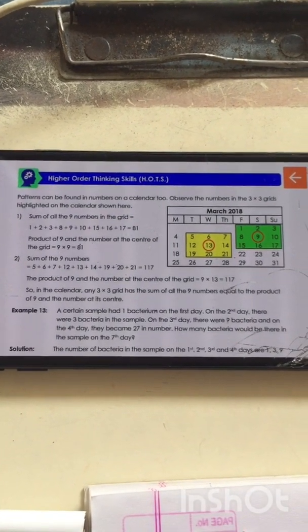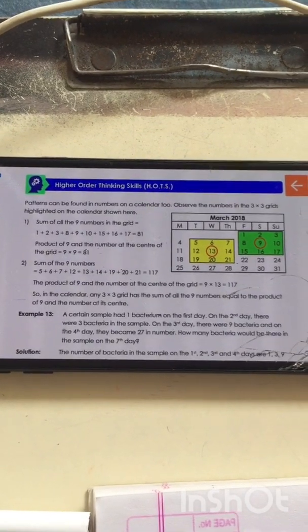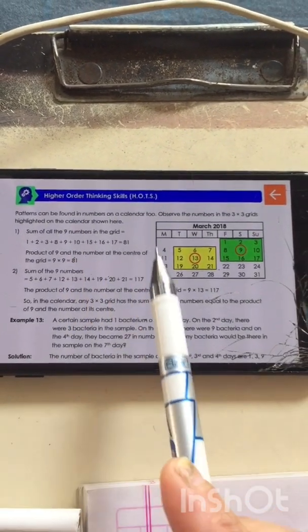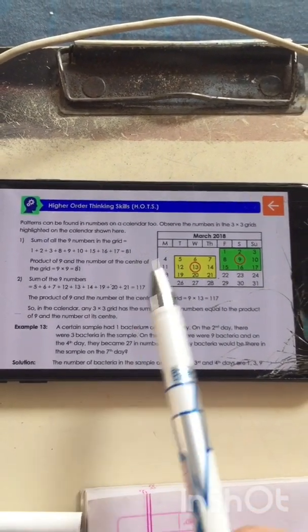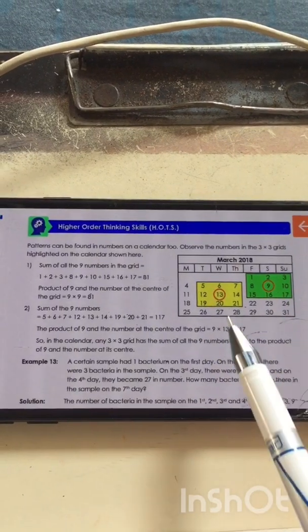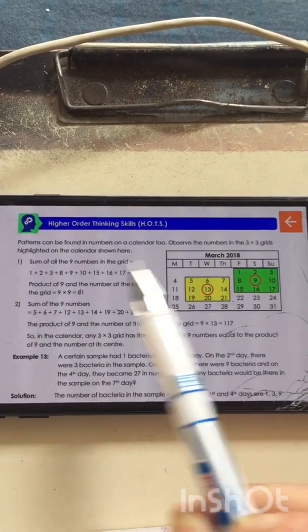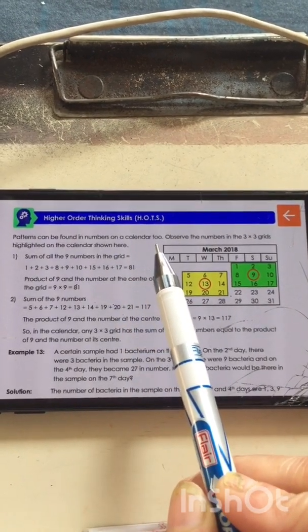Good morning, students. We'll be doing chapter 2, patterns in numbers. Here we are studying some patterns in this calendar, or any calendar which you have at home. You can see that, and we can study some patterns in it. Patterns can be found in numbers on the calendar too.